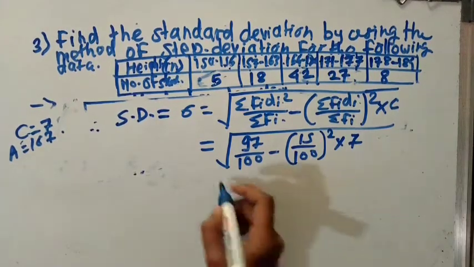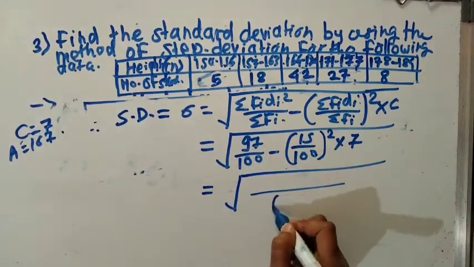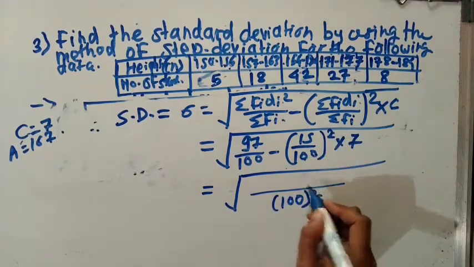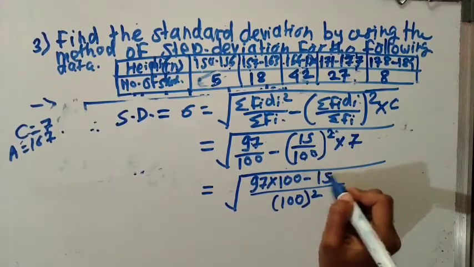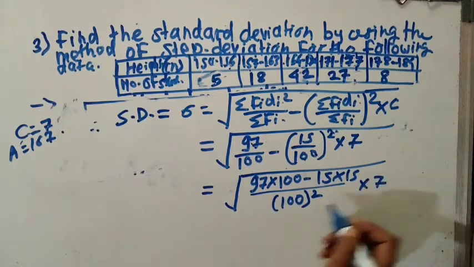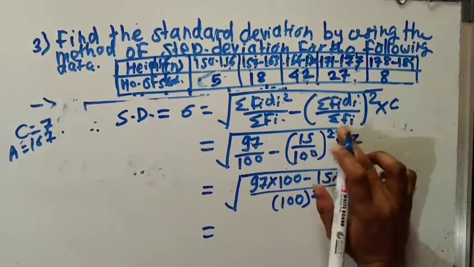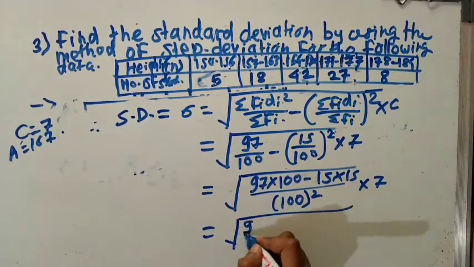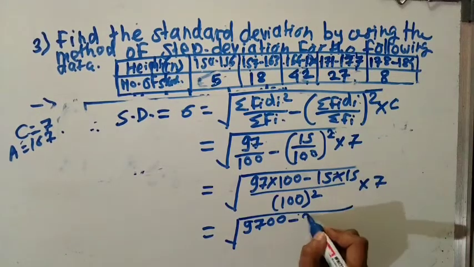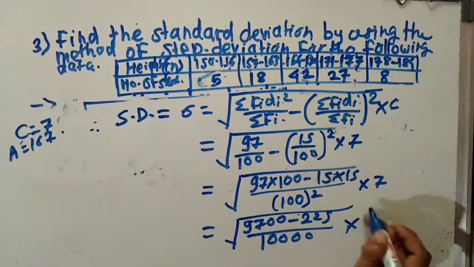Then find out this multiplication. The denominator should become 100 square, for that multiply 97 by 100. Minus 15 square means 15 into 15, into 7. Then find out 97 into 100, minus 225, upon 100 square, which is 10,000, into 7.